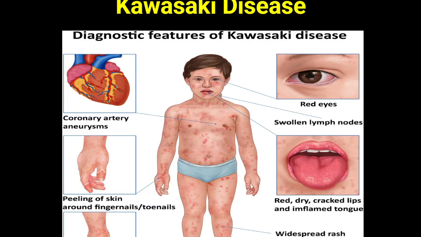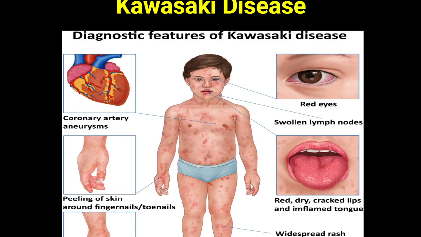Important parent teaching: routine immunizations should be postponed for several months after IVIG administration because IVIG is an immunosuppressant. Live vaccines in particular should be delayed. This is a common exam question and an important clinical point. Long-term low-dose aspirin therapy may be prescribed.